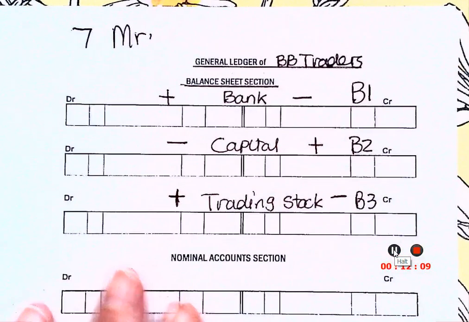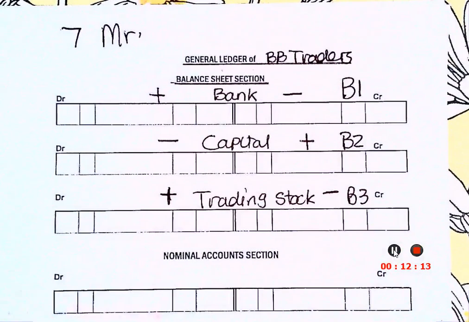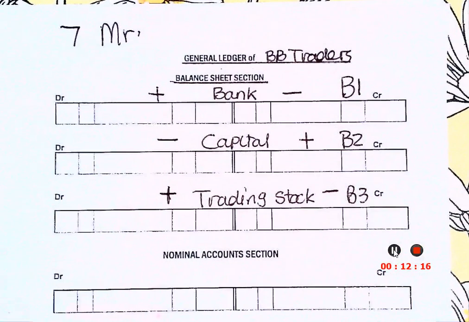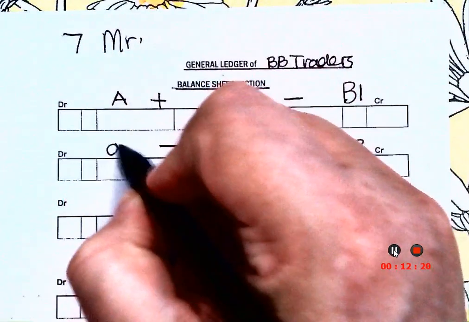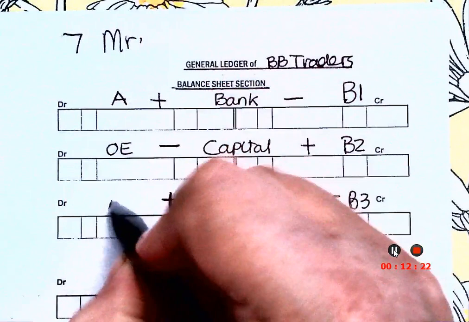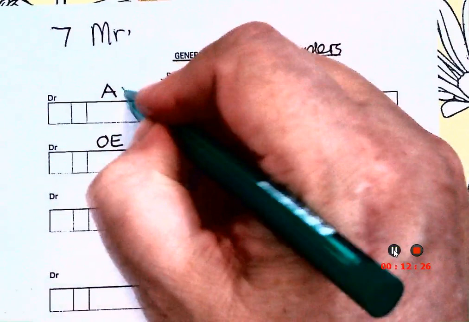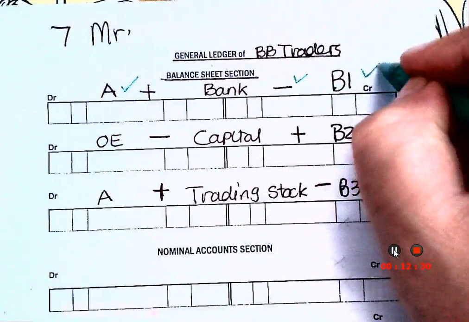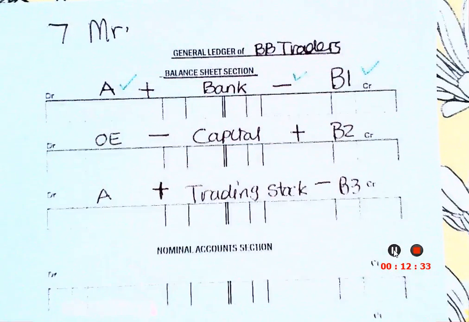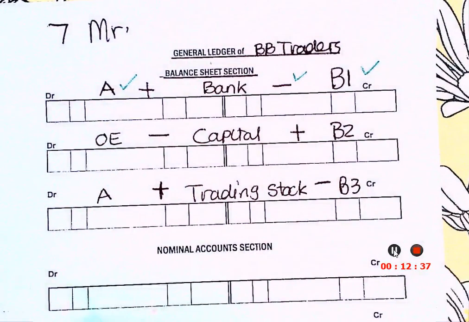Now I just want to show you this in a test. So you can say here, this is an asset. This is an owner's equity. And this is an asset. So in a test, you get a mark for writing that, for the plus minus, and for the B. Can you see I haven't even started posting, and you can already get 3 marks per account.